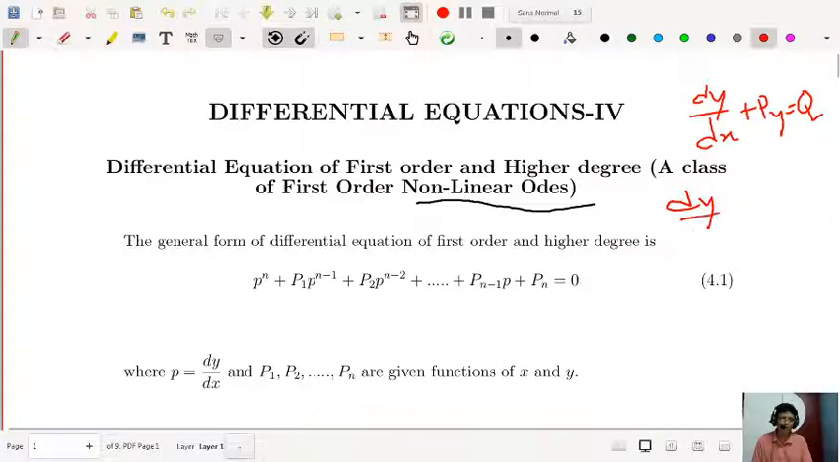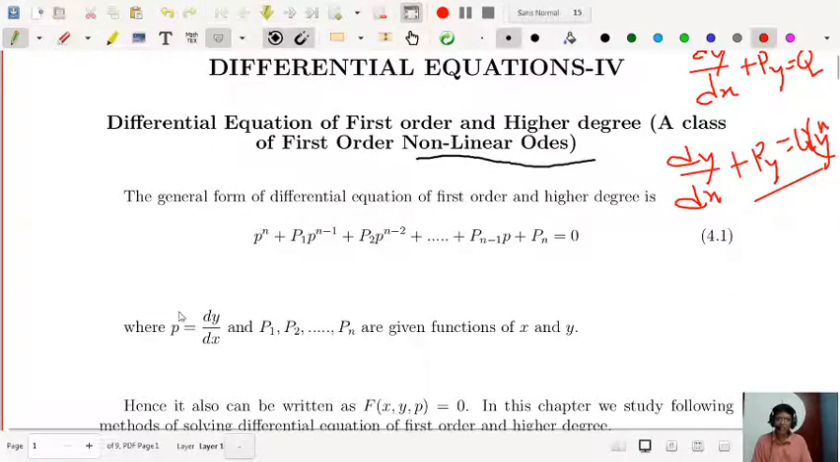Bernoulli's equation is given by dy/dx + Py = Qy^n, right? This is the nonlinear term. y^n is the nonlinear term, right? So that is the first nonlinear ODE you have encountered. Now in this chapter, the general form of the differential equation of first order and higher degree is of this form.